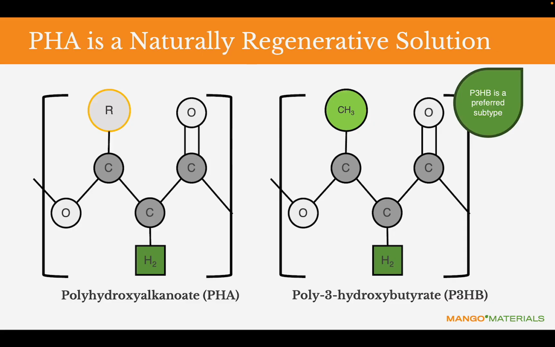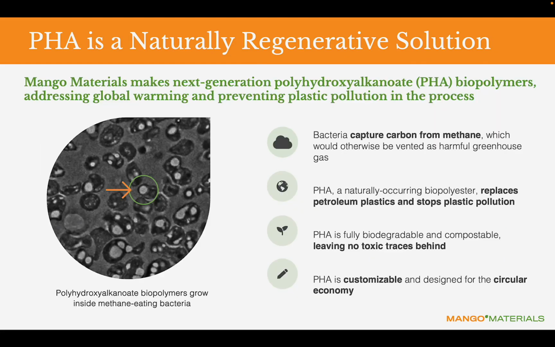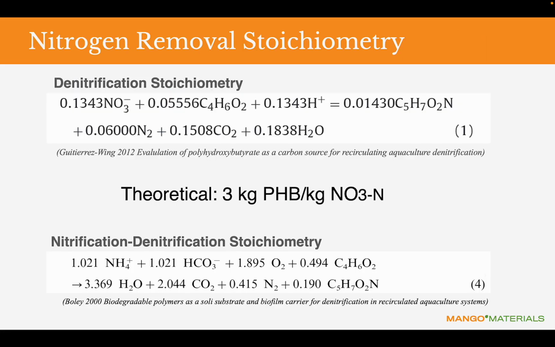At Mango Materials, we make PHA, or polyhydroxyalkanoate. Specifically, we make poly-3-hydroxybutyrate, or P3HB. And we consider PHA to be a naturally regenerative solution. We make next-generation PHA biopolymers that address global warming and prevent plastic pollution in the process. PHA is fully biodegradable and compostable, leaving no toxic traces behind. It's also customizable and designed for the circular economy.